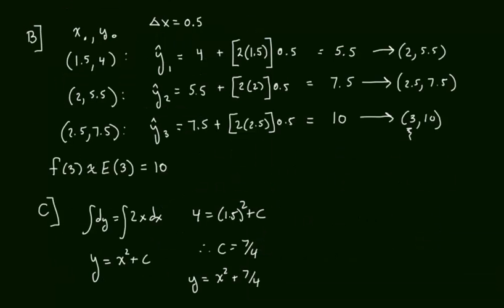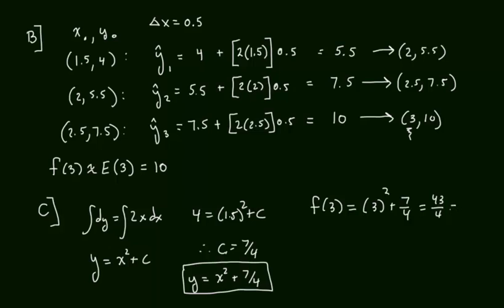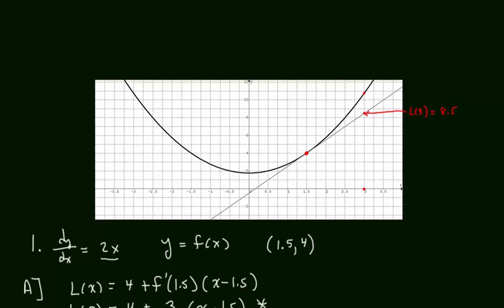In Part C, I've quickly solved the differential equation using the methods contained inside this lesson. Here we have our particular solution. Therefore, f of 3 equals 3 squared plus 7/4, which comes out to be 43/4, 10.75. Just so we can look at that graphically, we found in Part C that the function at 3 is 10.75.